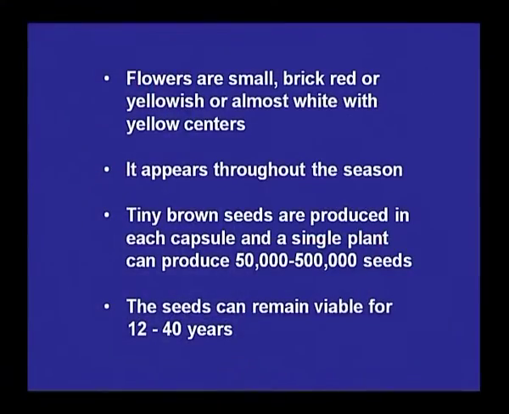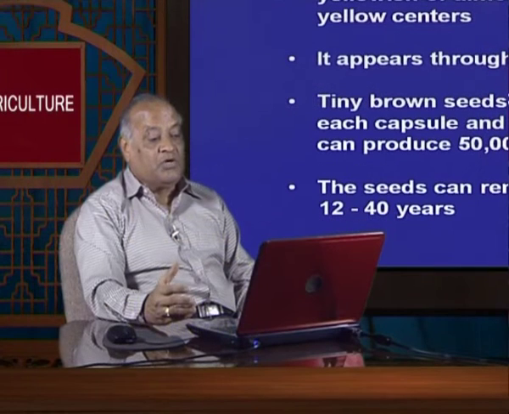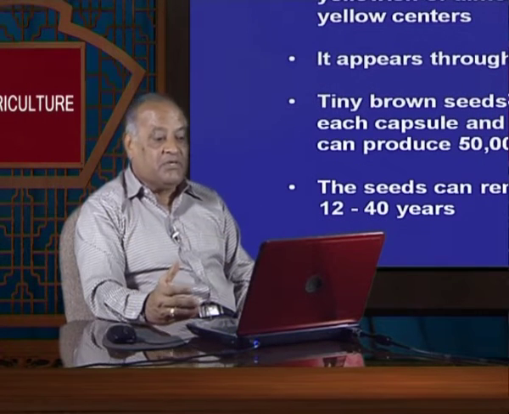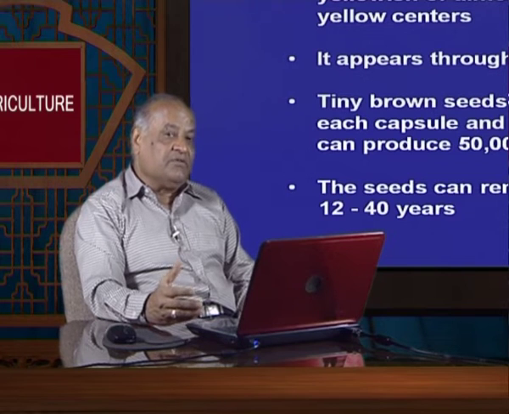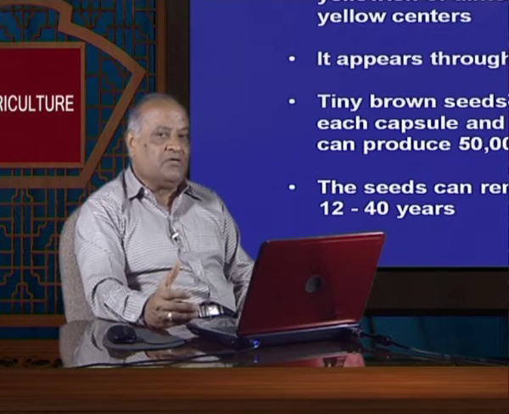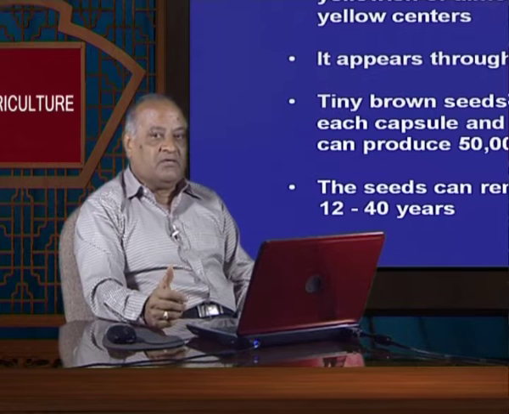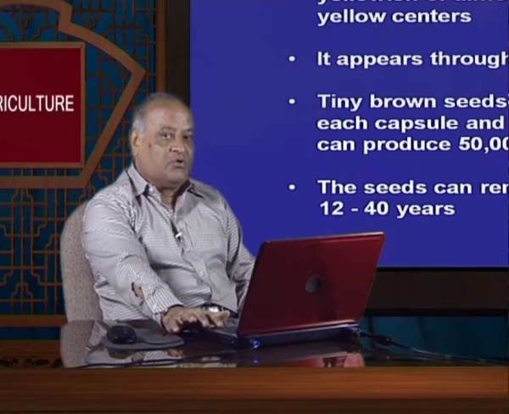Flowers are small, brick red or yellowish or almost white with yellow centers. It appears throughout the season. Tiny brown seeds are produced in each capsule, and a single plant can produce 50,000 to 5 lakh seeds. The seeds can remain viable for 12 to 40 years. You see the viability of the seeds, and it remains in the soil. So, it is very difficult to manage and eradicate the plant parasites from the soils.